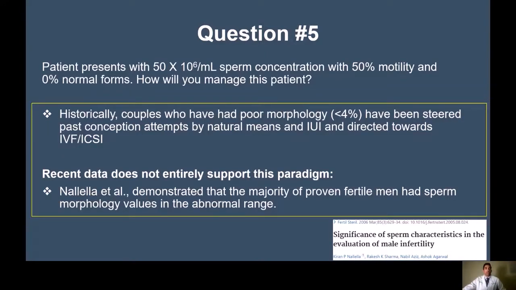Fortunately, we have a good working relationship with our reproductive endocrinologists, and they commonly refer male patients to our fertility clinic for further evaluation. In the past, many of these couples have been pushed to pursue IUI or IVF ICSI due to an abnormal morphology on the semen analysis. However, recent data does not support this practice. In fact, the majority of proven fertile men had sperm morphology values in the abnormal range.